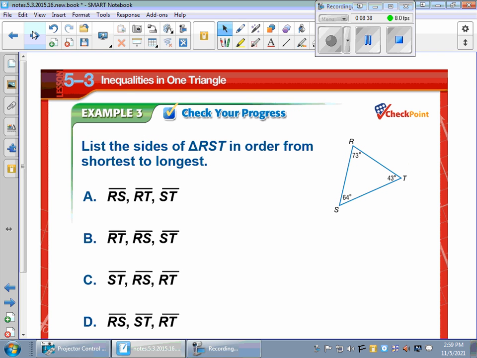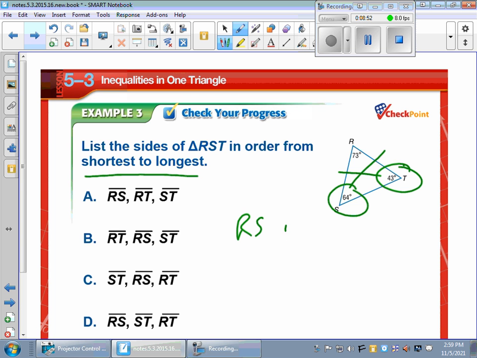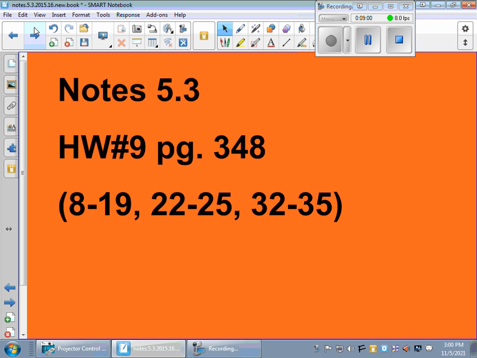Try this one here. Again, find your shortest. You get 43. It says shortest to longest. 43. Go across. You get RS. After that, 64. Across from that, RT. So which one goes RS to RT? That would be A. Final answer. Great job, folks.